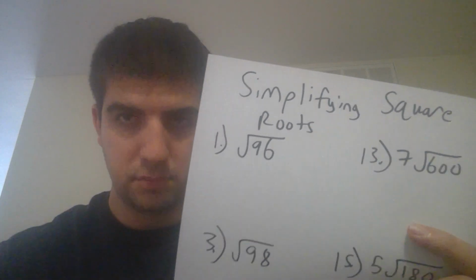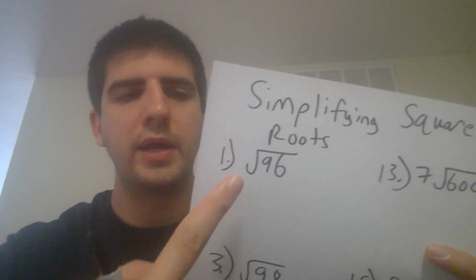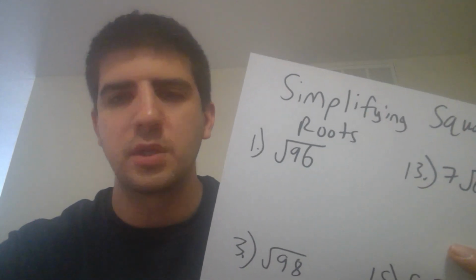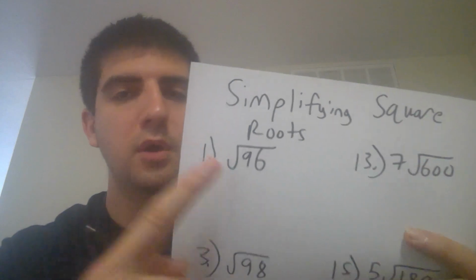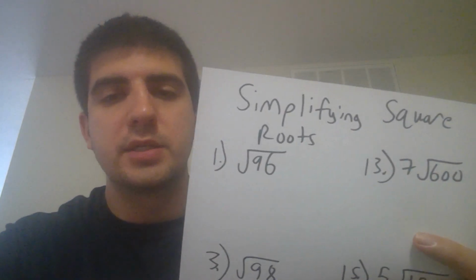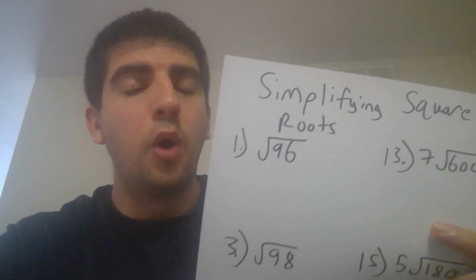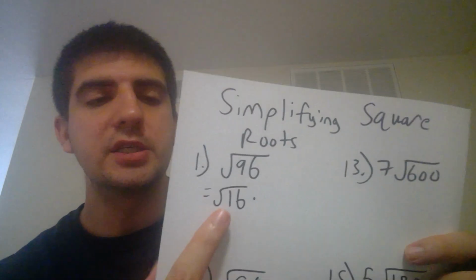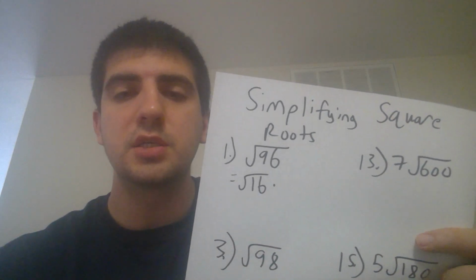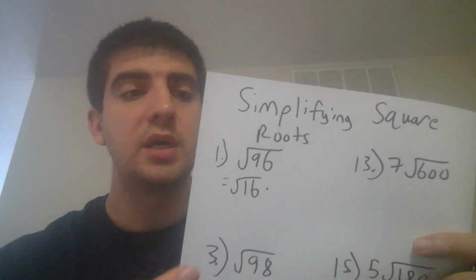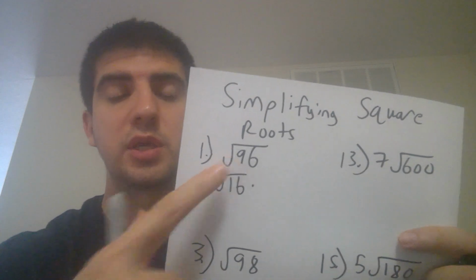On your own, guys, if you can't do it in your head, do 96 divided by 25. See if 25 goes in there. Do 96 divided by 16. See if 16 goes in there. So try to find a number of the perfect squares that goes into 96. Hopefully you found that 16 goes into it. 16 is the largest perfect square that goes into 96. 64 doesn't, 49 doesn't, 36 doesn't, 25 doesn't, 16 goes into 96.